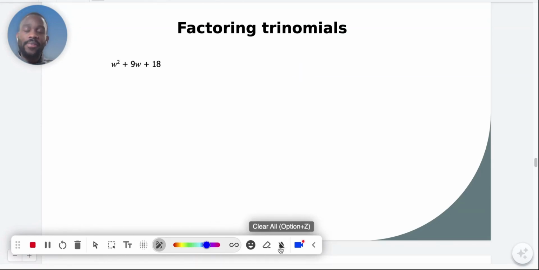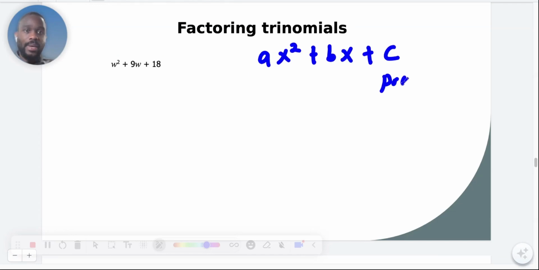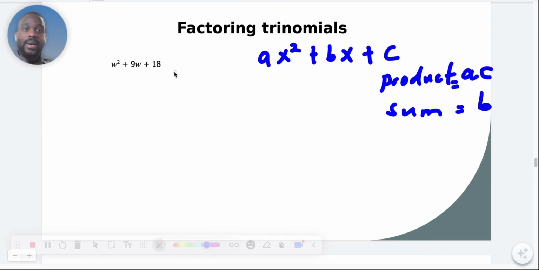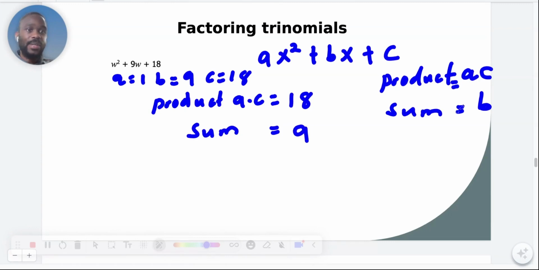So the trick is, if you're given a trinomial, turn it into a polynomial with 4 terms. It's going to be the coefficient of the first term, yeah? To get the sum, it will be the middle coefficient, which is b. For example, looking at this example here, our a is equal to 1, our b is equal to 9, and our c is equal to 18. To get the product, I will multiply a times c, which is 1 times 18, and this will give you 18. And get the sum. The sum of that trinomial is 9. Remember, the sum is just the middle term.